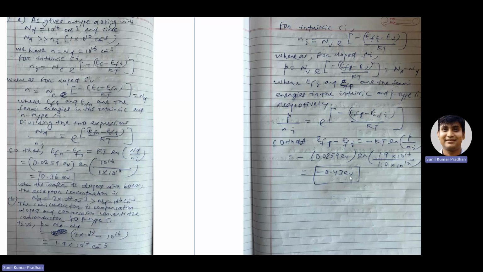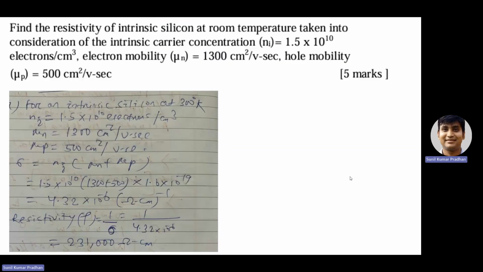Now next, move to the next question: find the resistivity of intrinsic silicon at room temperature. Take into consideration that the intrinsic carrier concentration is 1.5×10^10 electrons per centimeter cube.